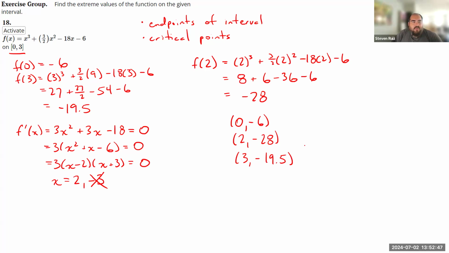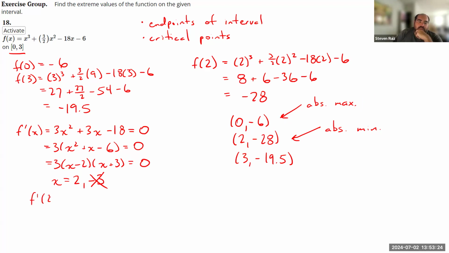So of these three points, I have to have an absolute min and absolute max. We can find those right away by comparing the y values. I believe this point right here is my absolute min, and I believe my absolute max is here. So I found my global extreme points, but now let's talk about where the relative extreme points are.